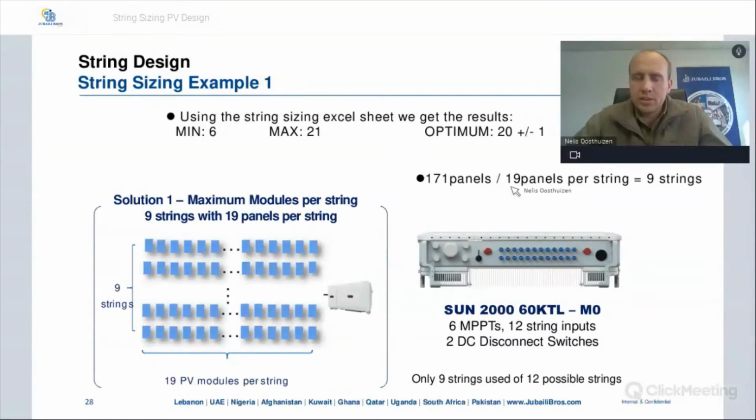So in this one, it was recommended to use 19 panels per string with 9 strings total. So the 60 kTL has got 6 MPPTs with 12 strings. So that means you're all fine. You've used 9 of the possible 12 inputs, meaning you still have 3 spare. But then using 19 PV modules per string, 9 strings.